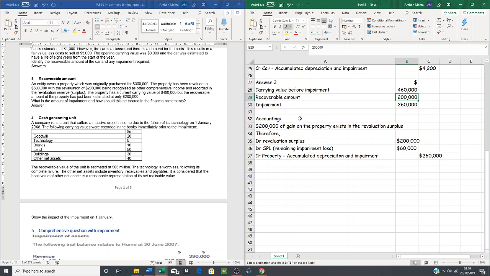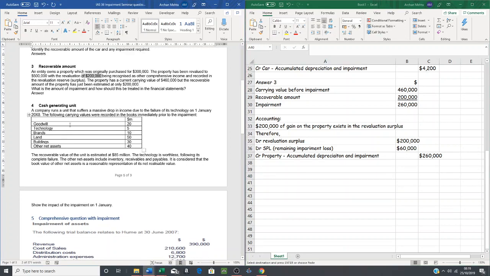Cool. So this is how we deal with an asset which was previously revalued. Okay, if there was a revaluation, first of all, the loss must be taken to revaluation surplus first. Anything left should go to statement of profit or loss, and the total loss will reduce the carrying value of the asset. Okay, so that was question 3.